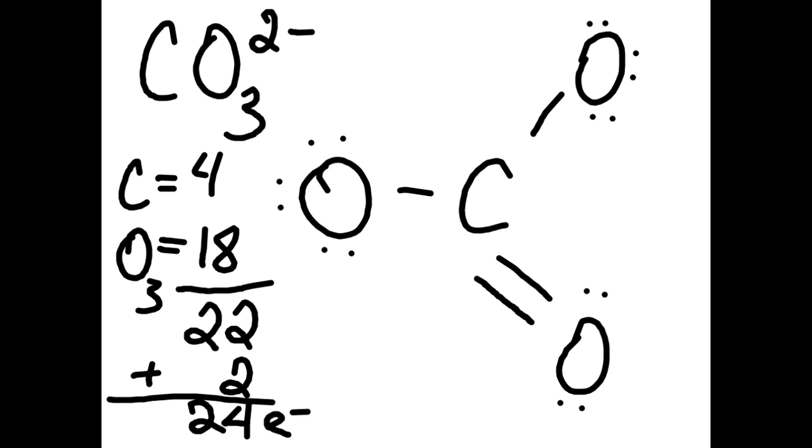So, how many electrons do I have now? 24. That's how many I need, right? I need 24 valence electrons. So this is my structure. I know because it maintains the rule of 8 on everything. And there are 24 valence electrons in it. So it is my structure.